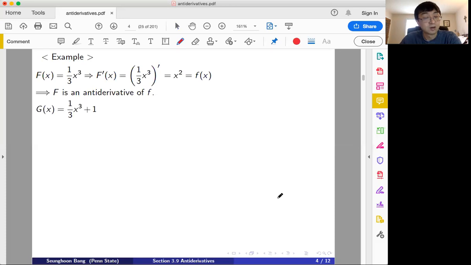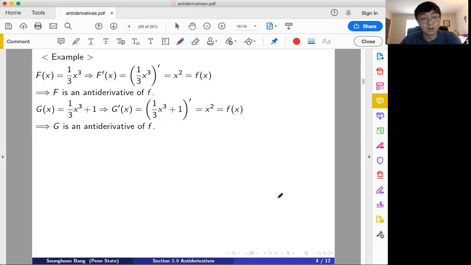So the capital G of x is 1/3 x cubed plus 1. Take the derivative. The capital G prime of x is (1/3 x cubed) prime plus 1 prime. The (1/3 x cubed) prime is x squared. 1 prime equals 0. We have x squared, the same little f of x. So G is an antiderivative of f.